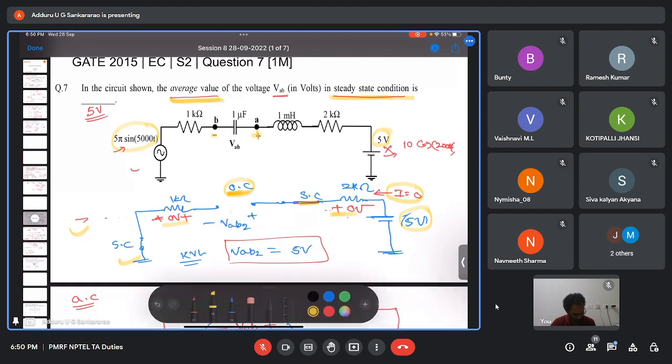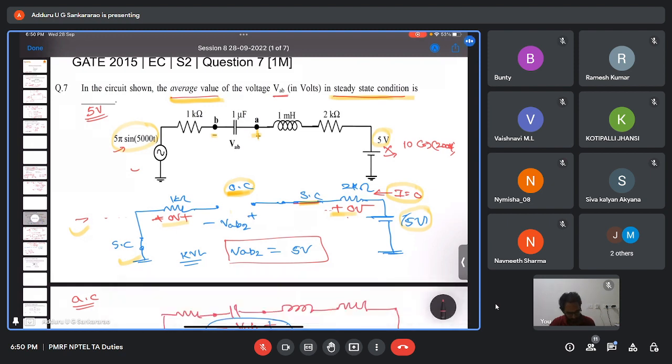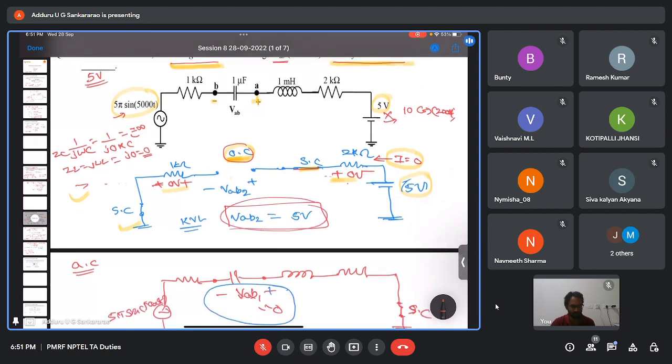What is the impedance of capacitor? 1 by j omega C. We'll try to understand like this. At DC, omega is 0. That means impedance across capacitor is infinite. Infinite means open circuit. Inductor is j omega L. DC omega is 0, so it is like 0 impedance, like short circuit. Got it? Since the capacitor is open circuit, we will have I equal to 0. So if you apply KVL, you will get VAB equal to 5 volts.